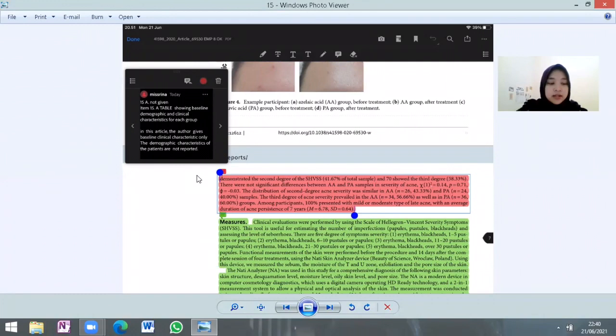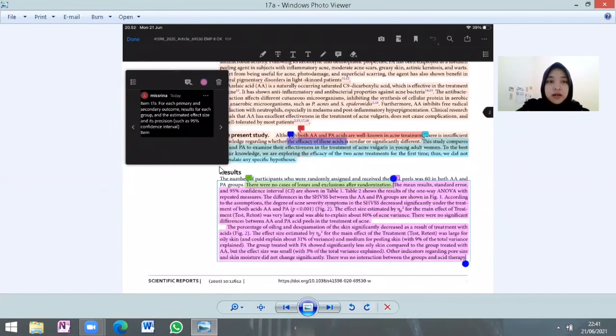The next checklist is number 15. Number 15 is a table showing baseline demographic and clinical characteristics for each group. In this article, the author gives baseline clinical characteristics only. The demographic characteristics of the patients are not reported. The next item, number 16, is not reported in this article.